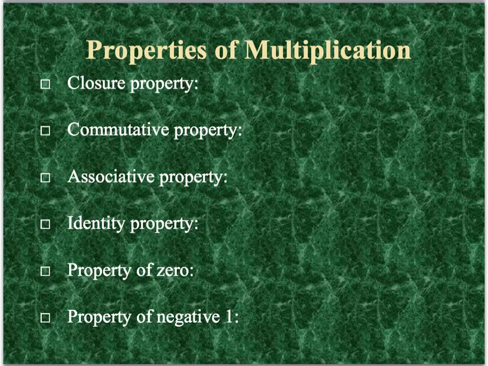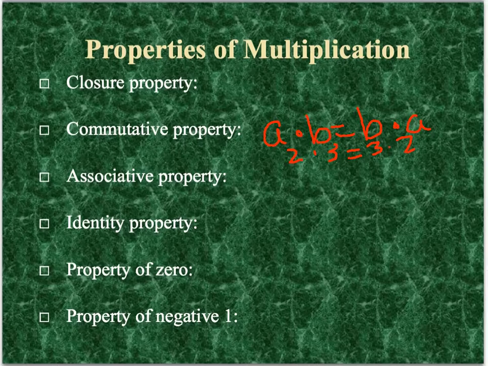The other thing that we are interested in for multiplication is the properties of multiplication, and these are a lot like the properties of addition that we learned just last week. So the properties of multiplication are the commutative property, and basically that says it doesn't matter which way I multiply numbers. A times B equals B times A. Or I could say like 2 times 3 is really the same as 3 times 2. Doesn't matter the order.